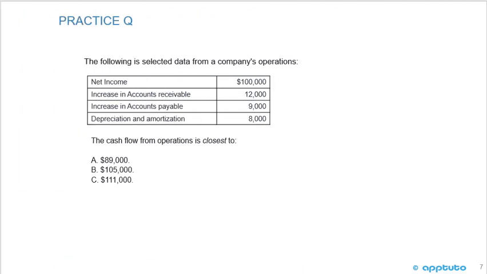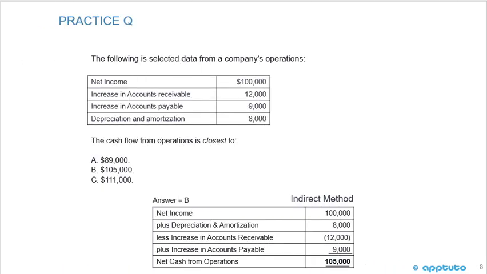So let's do a practice problem now to check our understanding. The following is selected data from a company's operations. Net income is $100,000, increase in accounts receivable $12,000, increase in accounts payable $9,000, depreciation and amortization $8,000. The cash flow from operations is closest to A, $89,000, B, $105,000, or C, $111,000. The correct answer here is B.